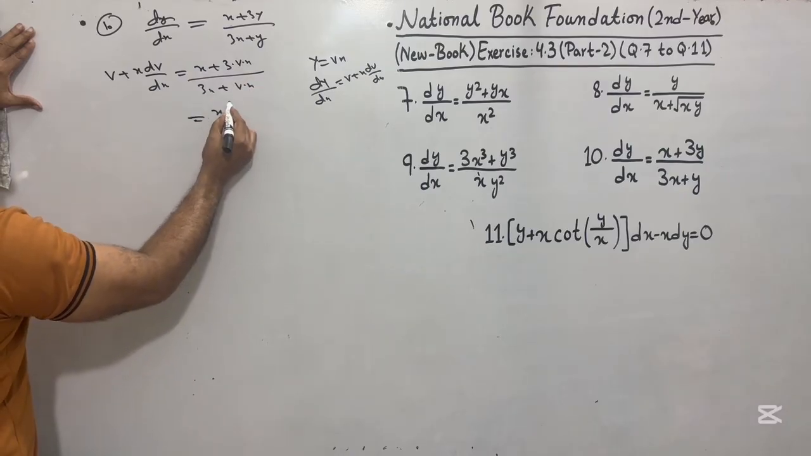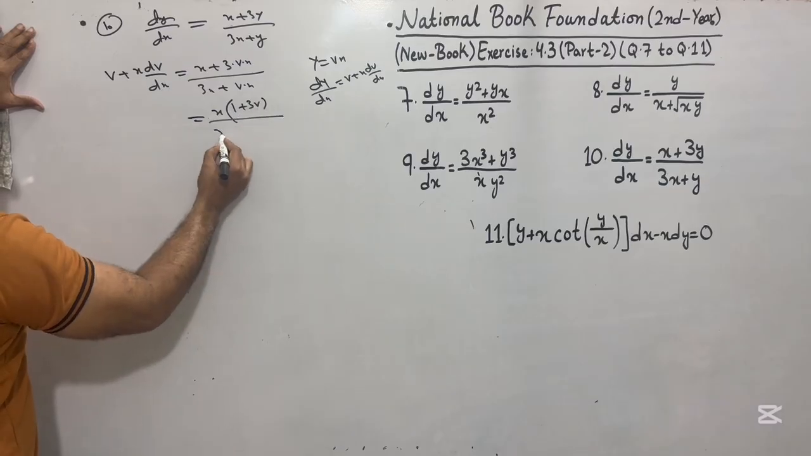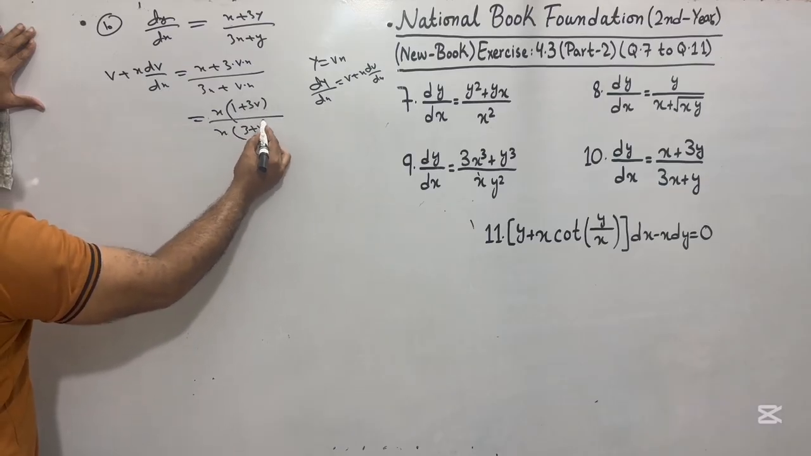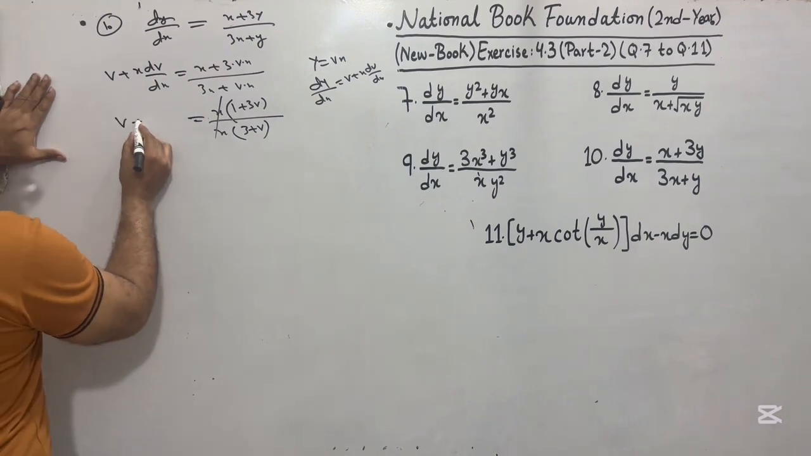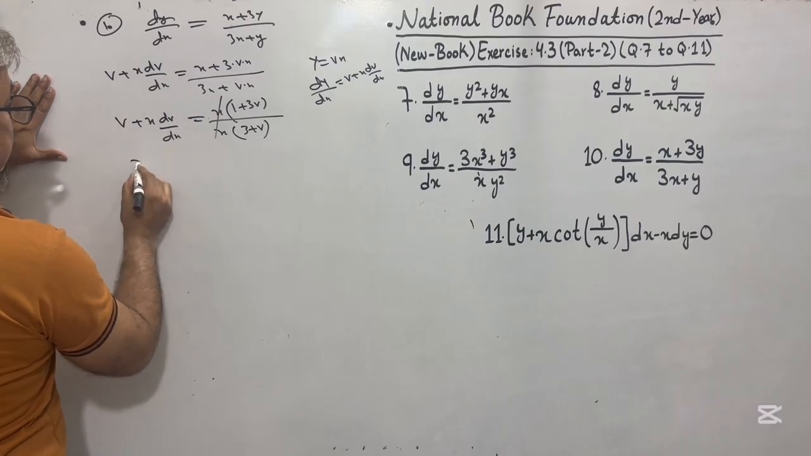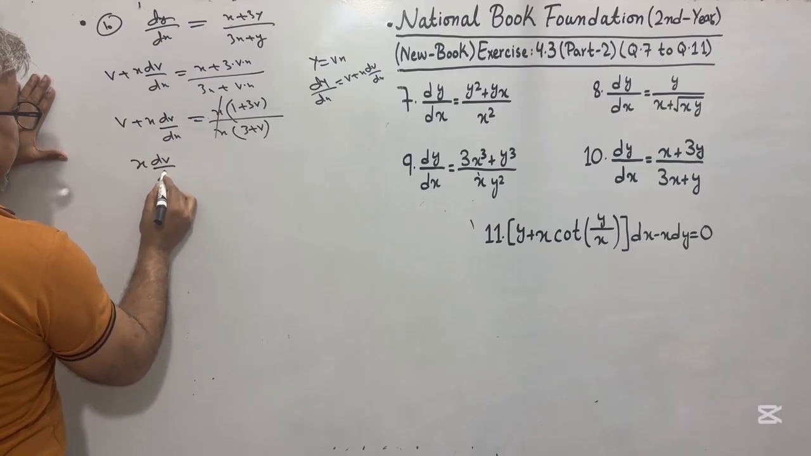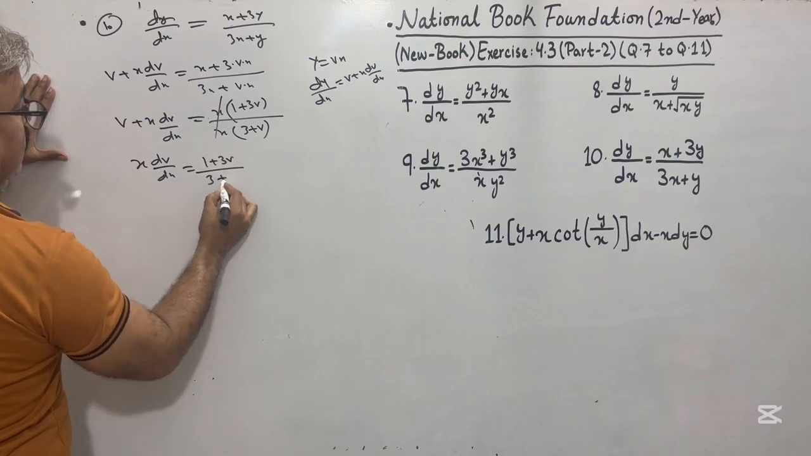Taking x common from the denominator and numerator, we are going to have 1 plus 3v over 3 plus v, x common from here, cancelled out. Shift v on the right hand side. What are we going to get? x times dv over dx. We are left with 1 plus 3v divided by 3 plus v, minus v.